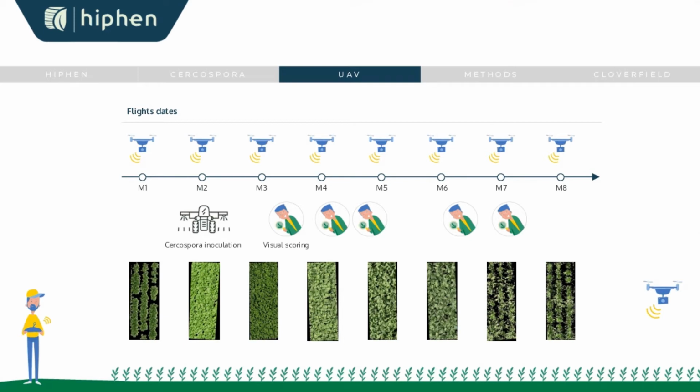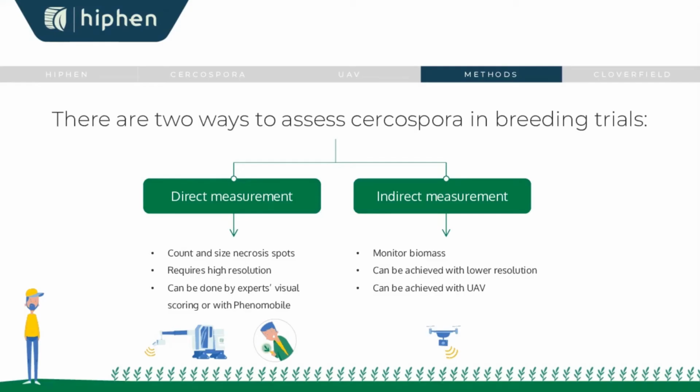In a nutshell, if we think about the methods, we really thought about two ways to assess Cercospora, and there are really only 2 ways to do it.